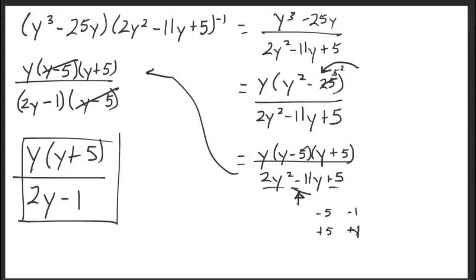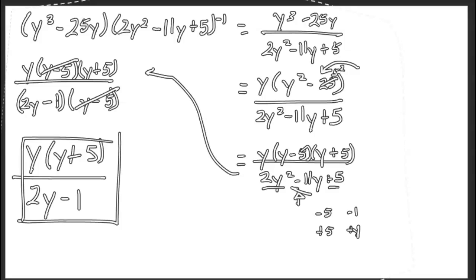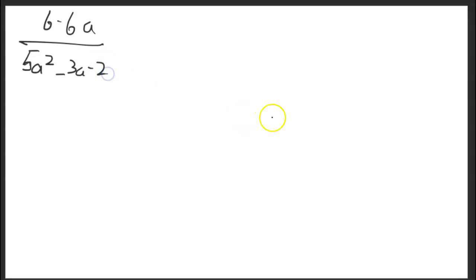Example 2 at the top of the next page. Let me give myself some space here. Okay, example 2 at the top of the next page says this. 6 minus 6a over 5a squared minus 3a minus 2. Okay, now the instructions say simplify, right?